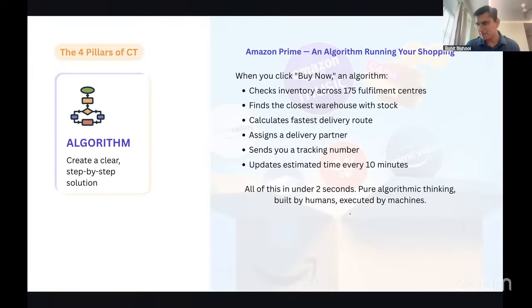Amazon Prime is basically, when we shop through Amazon, they deliver it quickly. When you buy something, they have an algorithm. It checks the inventory across all the fulfillment centers. It finds what is the closest warehouse with stock. It calculates the fastest delivery route. It also assigns a delivery partner and sends you the tracking number, and then it updates the delivery. So all of this happens very fast.